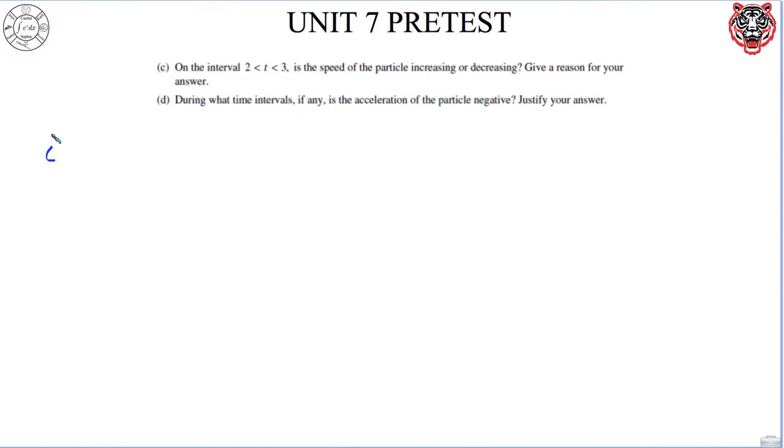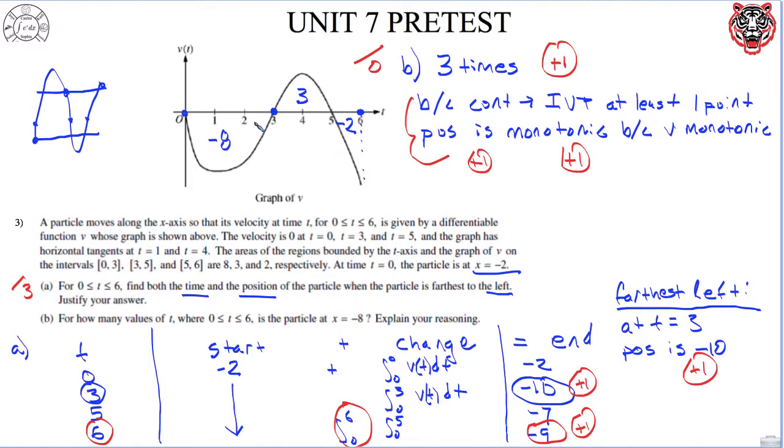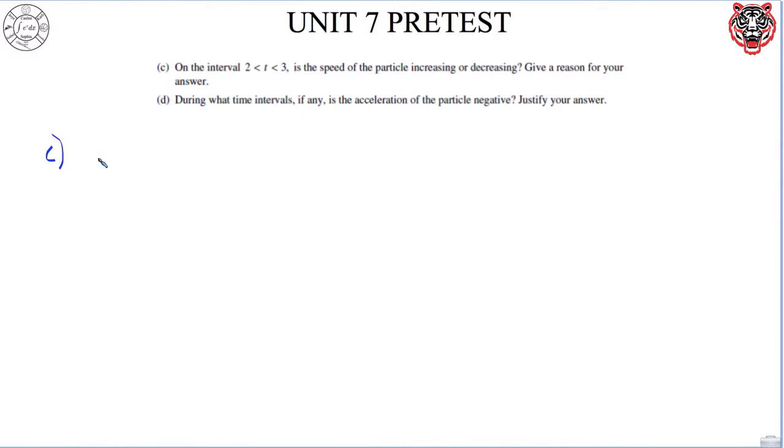So for part C, on that interval, is the speed increasing or decreasing? This is weird because normally they say at this specific time, but now they're saying an interval of times, is it increasing or decreasing? So we have to check basically every single point between 2 and 3. So we come back here to 2 and 3, and in this interval that they're talking about, we need to compare what two values again? Velocity and acceleration.